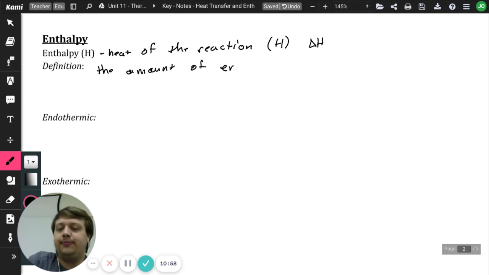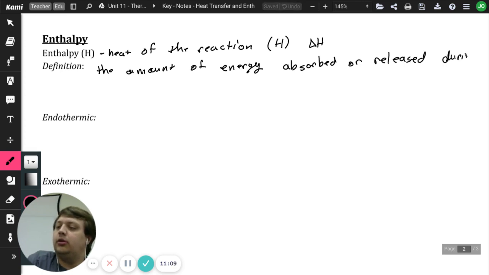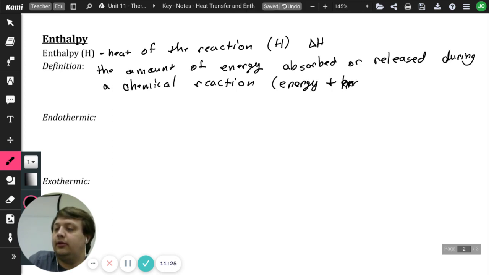So enthalpy is going to be the amount of energy either absorbed or released during a chemical reaction. So it's basically that energy and heat that we see. Okay. Now, we have two types of enthalpy that we talk about.